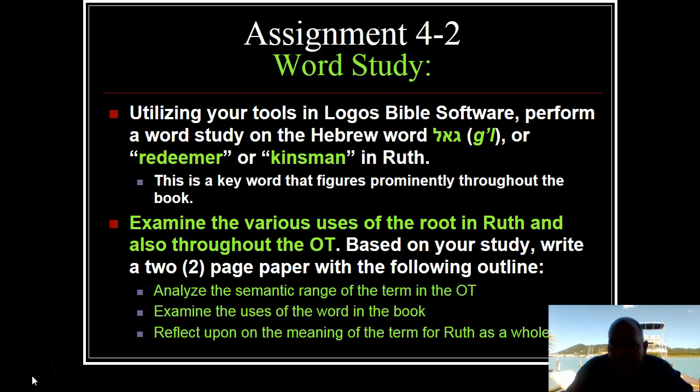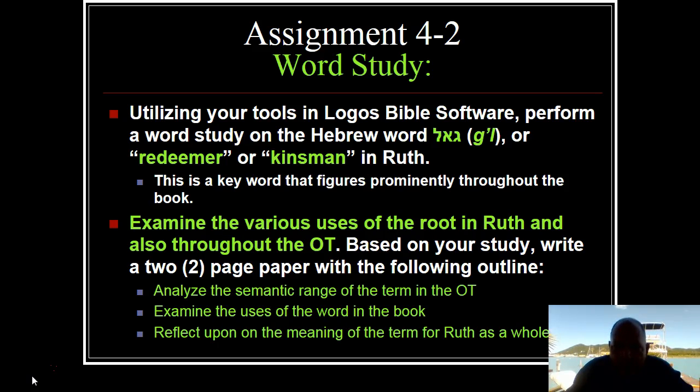Then we have a word study in assignment 4.2, and there is a video for support from Logos. Using your tools in Logos software, perform a word study on the Hebrew word goel, or redeemer or kinsman in Ruth. This is a key word that figures prominently throughout the book. Examine the various uses of the root in Ruth and also throughout the Old Testament.